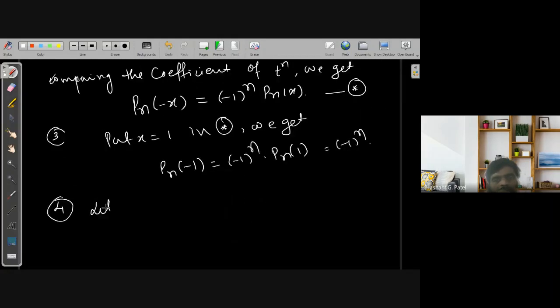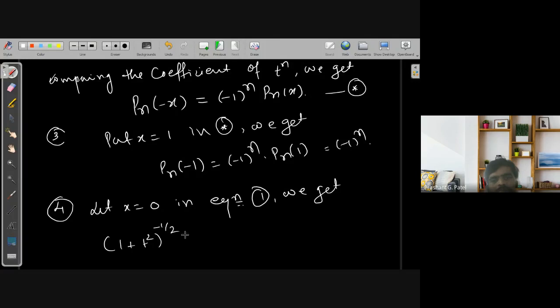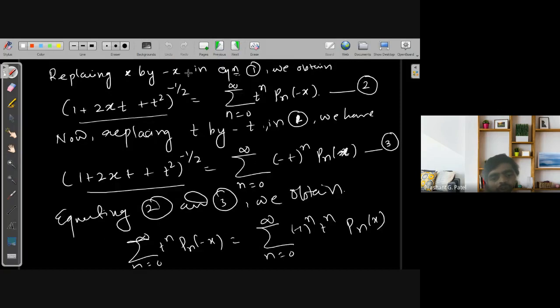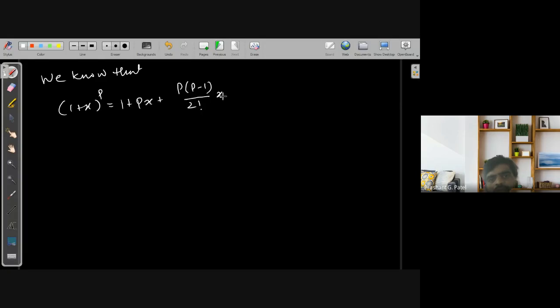So let x is equal to 0 in equation 1, we get 1 plus t square raised to minus 1 by 2 equals summation n running from 0 to infinity t power n Pn of 0. Now what is the expansion of this? You just recall that the binomial expansion of 1 plus x raised to p is 1 plus px plus p into p minus 1 upon 2 factorial x square, p into p minus 1, p minus 2 upon 3 factorial x cube and so on.